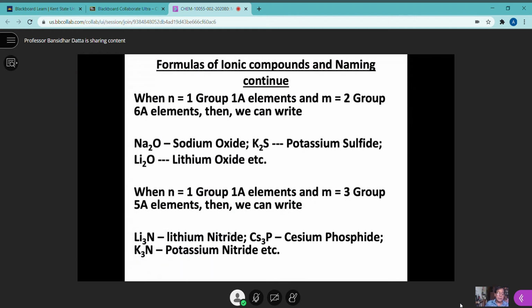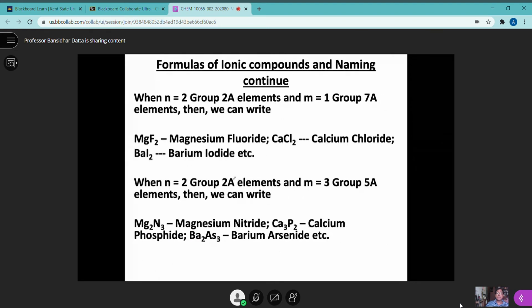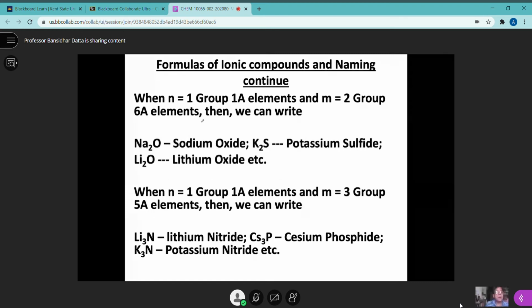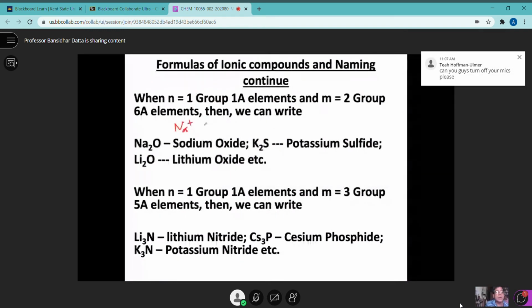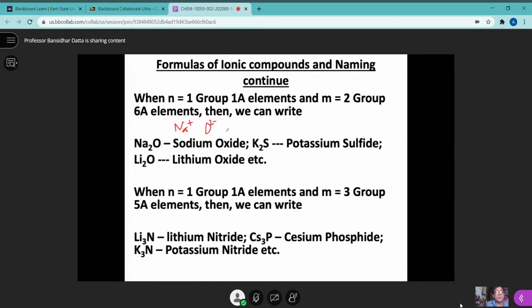All right. So group 1A elements, that's sodium, potassium, lithium, etc., right? Sodium is 1 plus, right? That's basically what we did. Na 1 plus, group 1A. And oxygen is 2 minus, right? Because oxygen is group 6, 8 minus 6 is 2.